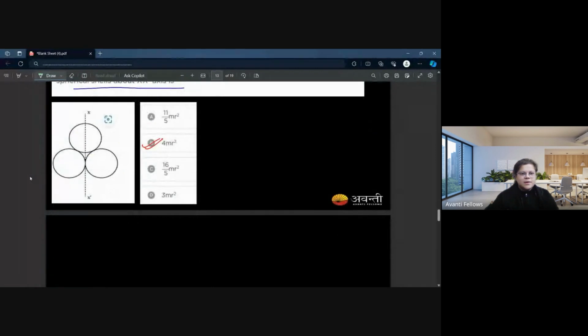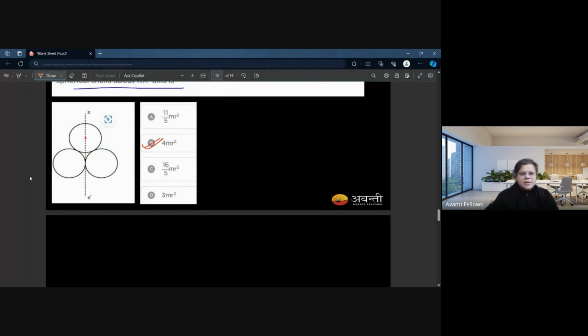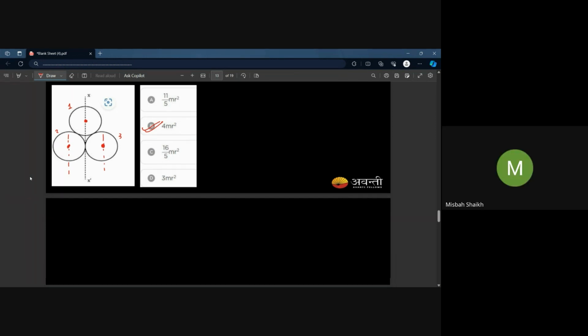Let's look at this diagram. Here you can observe that x prime is passing through the center of mass of ring 1. But for ring 2 and ring 3, it is not passing through the center of mass, but through an axis which is parallel to their center of mass axis. If this is their center of mass axis, then x prime is parallel to it. Yes or no?